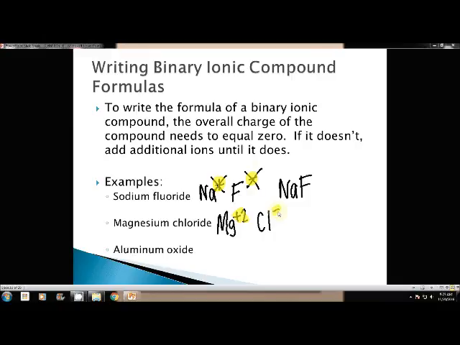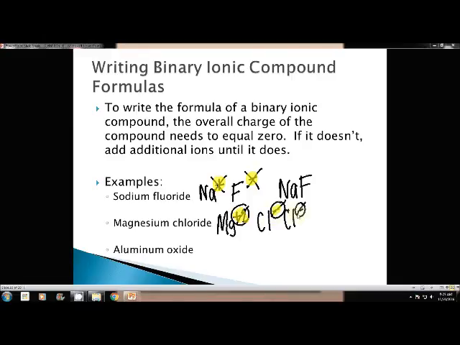So we can only add what we already got. So we can either give some more Mg+2s, or we can give more Cl-1s. In this case, we're going to add another Cl-1, because then, with that, we have an overall -2 to balance out the +2. So we're all good.